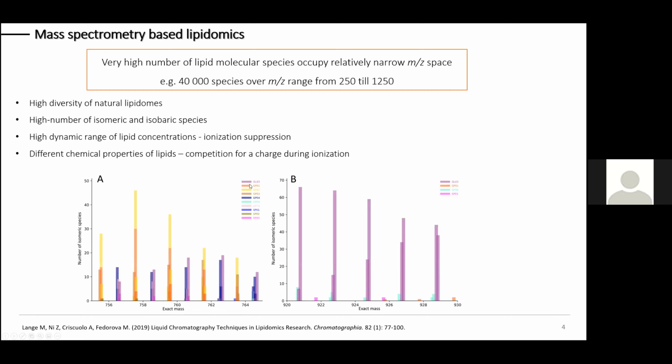Just to illustrate how many different isomeric and isobaric species there can be, here you can see plots where we have the exact mass of certain lipids, with different lipid categories and subclasses shown in different colors, and the number of isomeric species on the y-axis. Around 760 in this region, we can have more than 40 different isomeric, isobaric species within 5 ppm mass accuracy. And if we move to the glycerolipids, like the triacylglyceride region, we can have more than 60 different isomers and isobars.